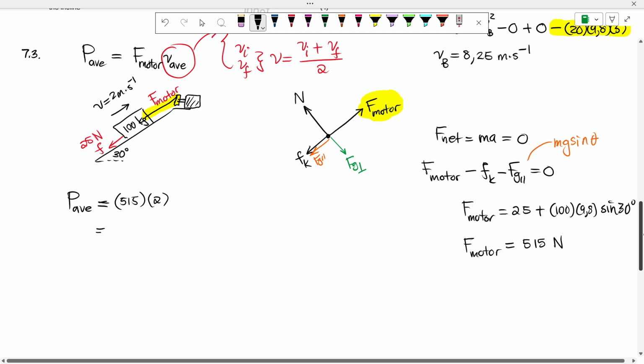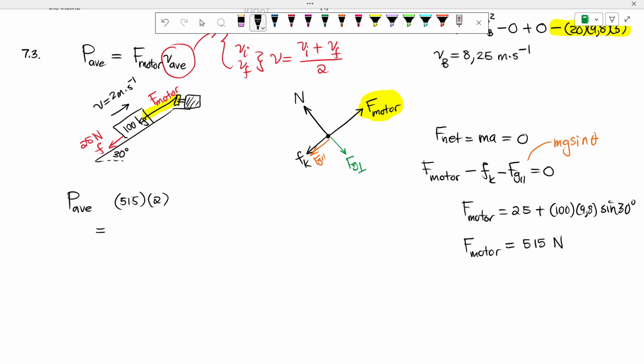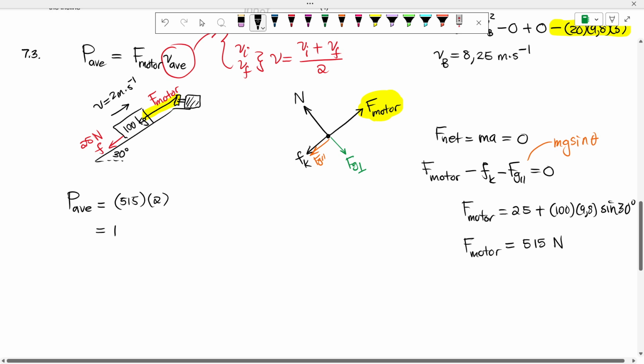Then what do we get? 1030. The units? Watts. Okay, there we go.